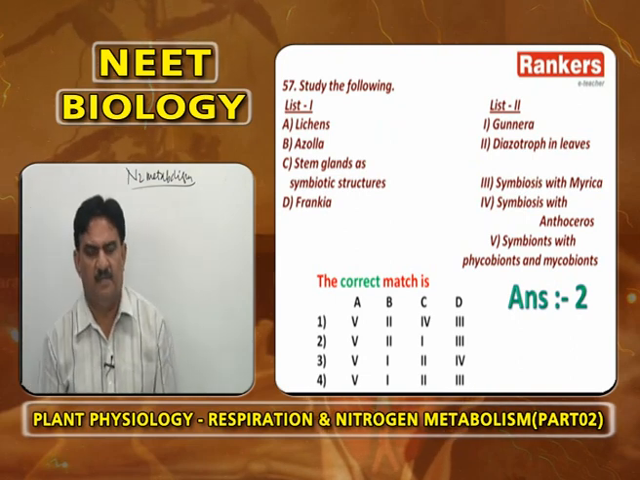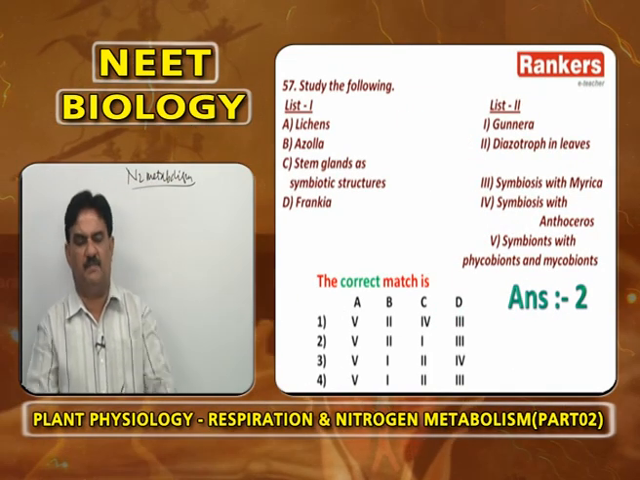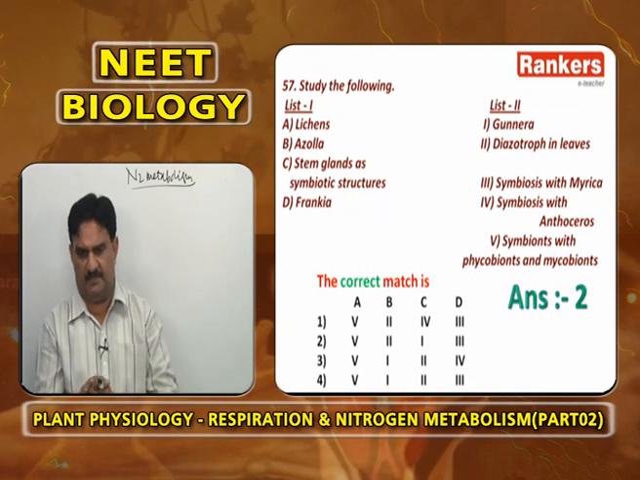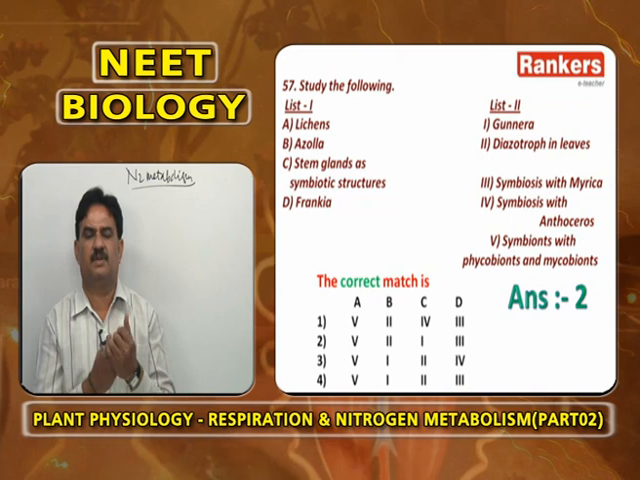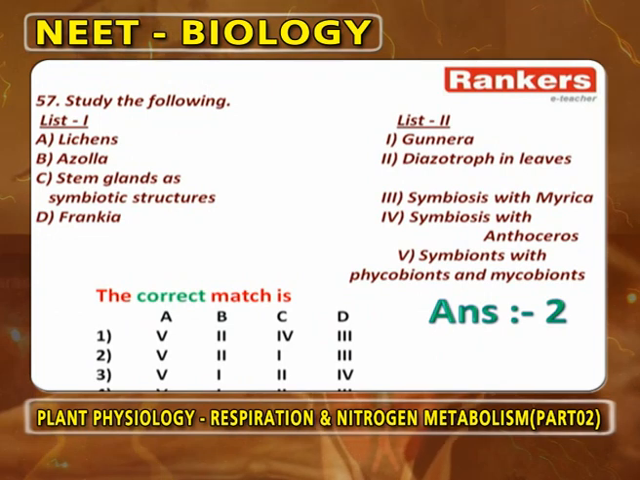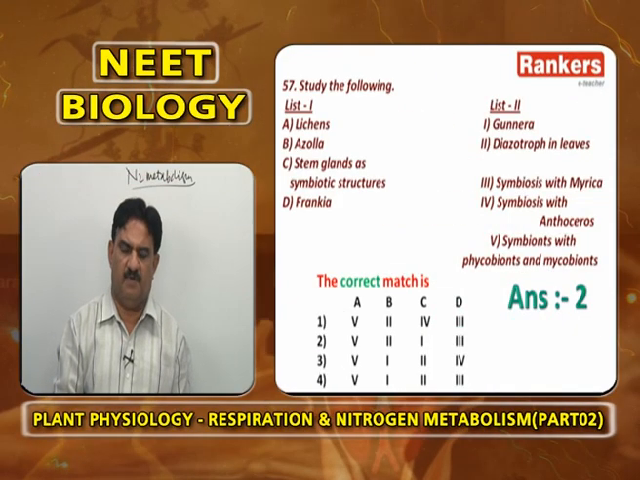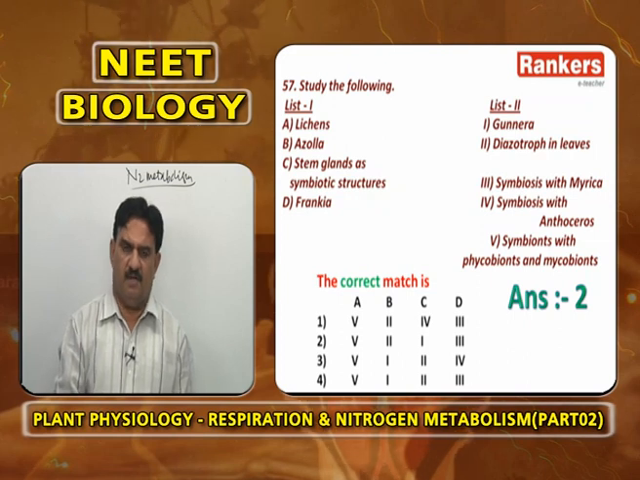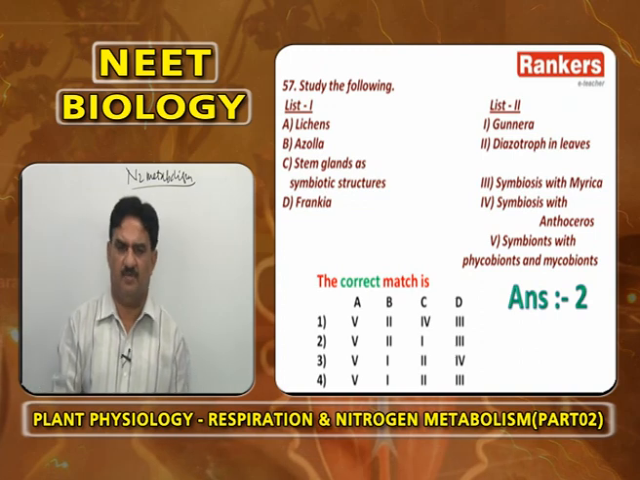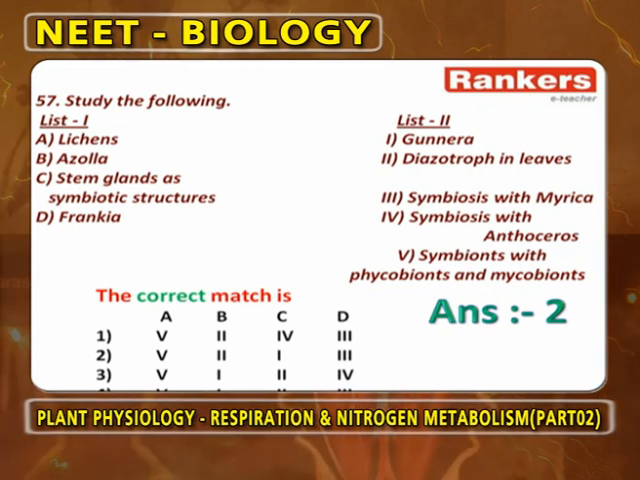So the answer is A5, lichens, symbionts with phycobionts and mycobionts. B2, azolla, diazotroph in leaves. What is the diazotroph? Anabaena azollae helping in nitrogen fixation. Hence Azolla pinnata is also resistant to various heavy metals. That's why it is grown near rice fields and near factories which are liberating heavy metals. Stem glands as symbiotic structures is Gunnera, and the gland contains Nostoc. Frankia, symbiosis with Myrica. Frankia is an actinomycete found in the root nodules of non-leguminous plants like Alnus, Casuarina, Myrica. So answer A5, B2, C1, D3.